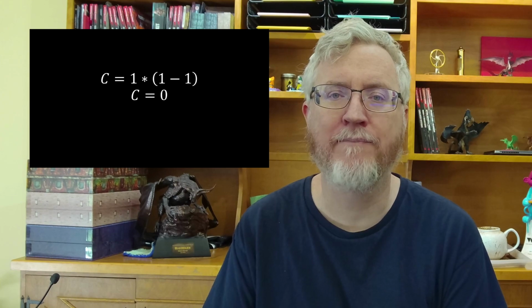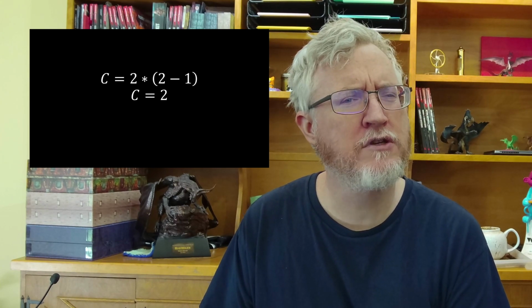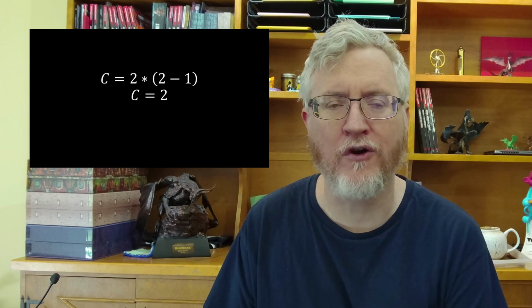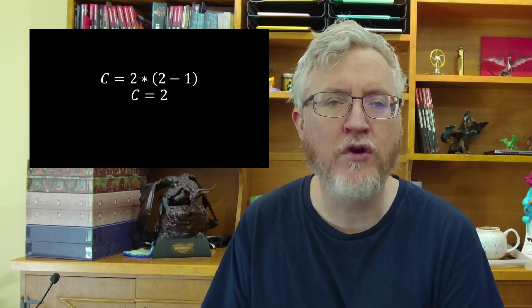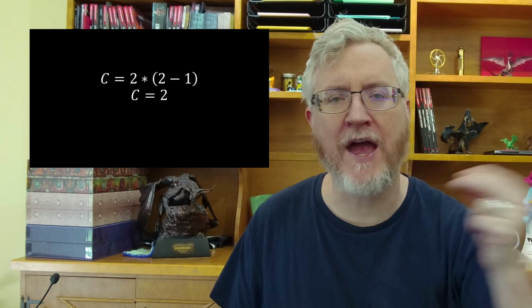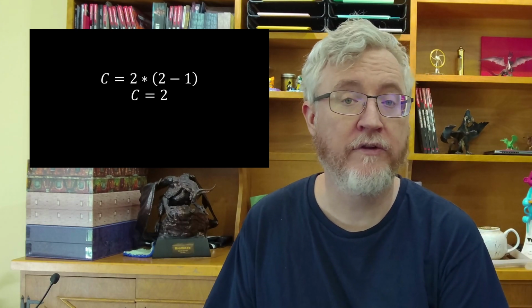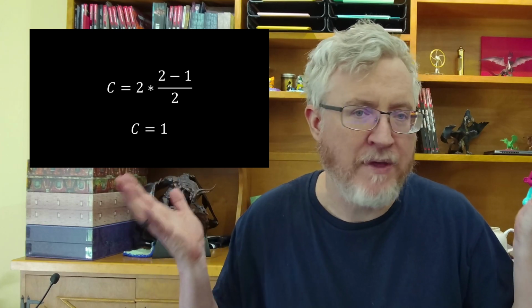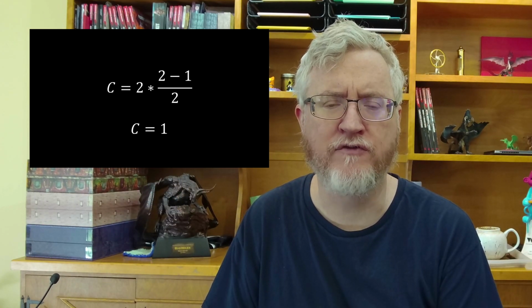We move that up to two people, we get two communication channels. That's not right either, because there aren't two communication channels. I talk to you and you talk to me. That's a single channel, not two channels. So let's divide that by two. That gets us the number of channels of one.